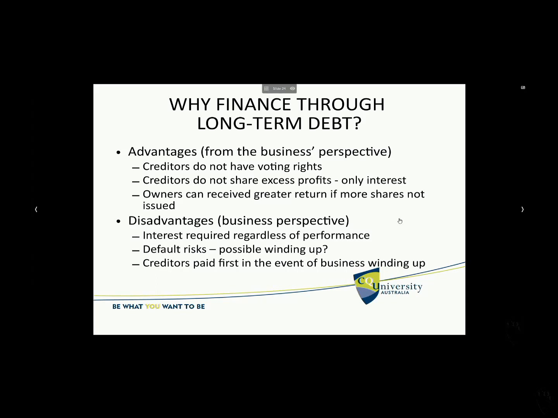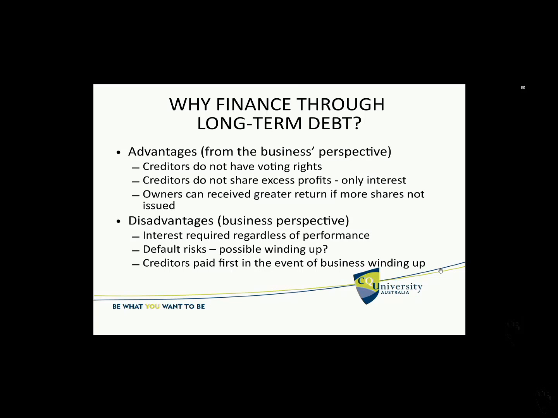The disadvantages from a business perspective is that you have to pay interest on long-term debt regardless of how well the business performs. There's default risk. If you can't pay, then your lender, under the lending provisions, covenants, can wind you up, and that's pretty sad. And creditors get paid first in the event of a business wind-up. Shareholders are at the end of the list. They get paid last. So why are we even talking about this?